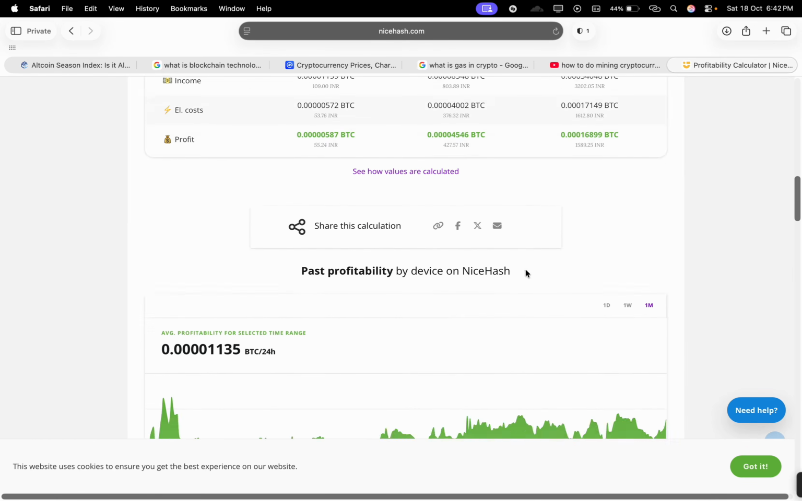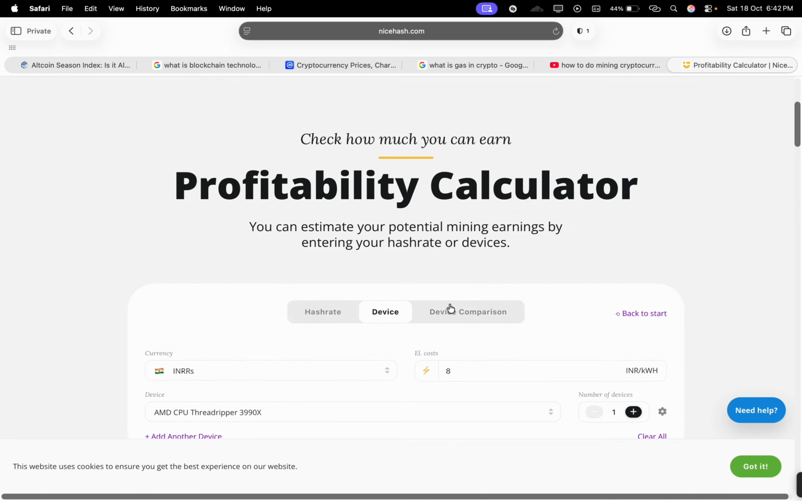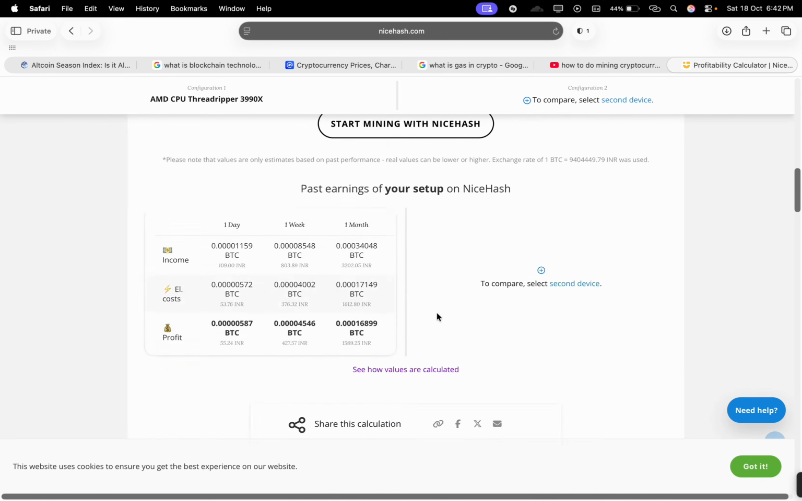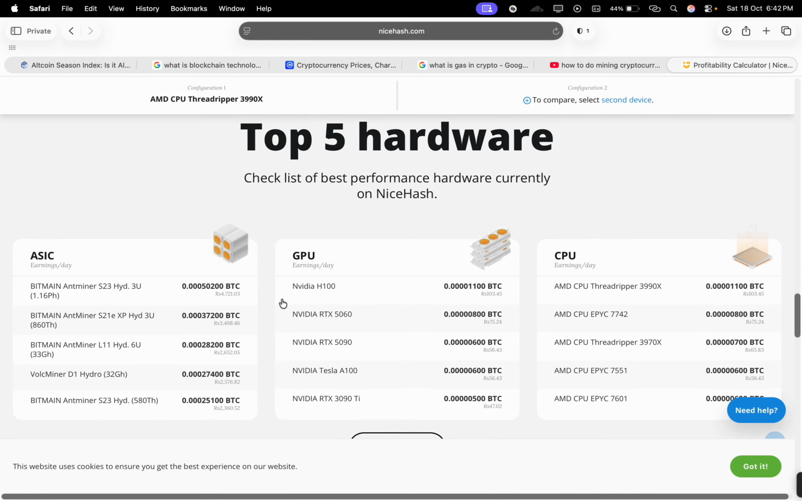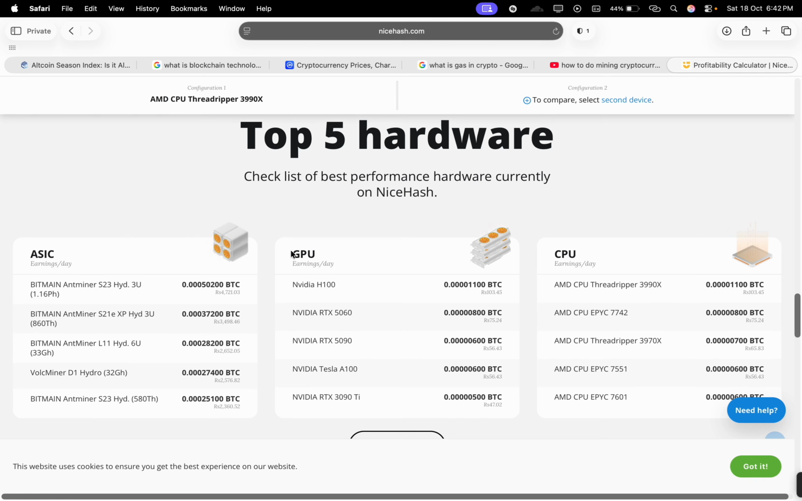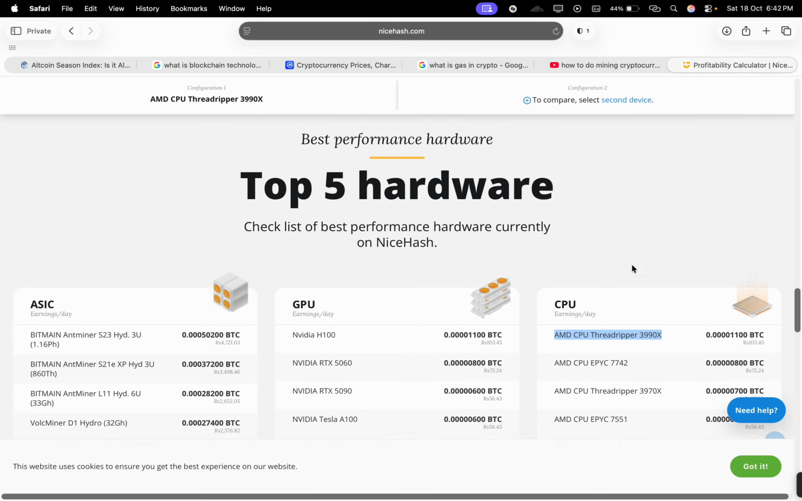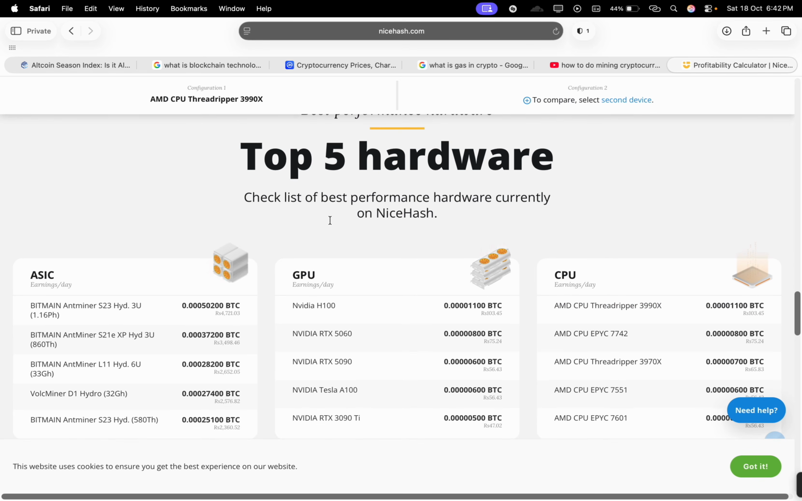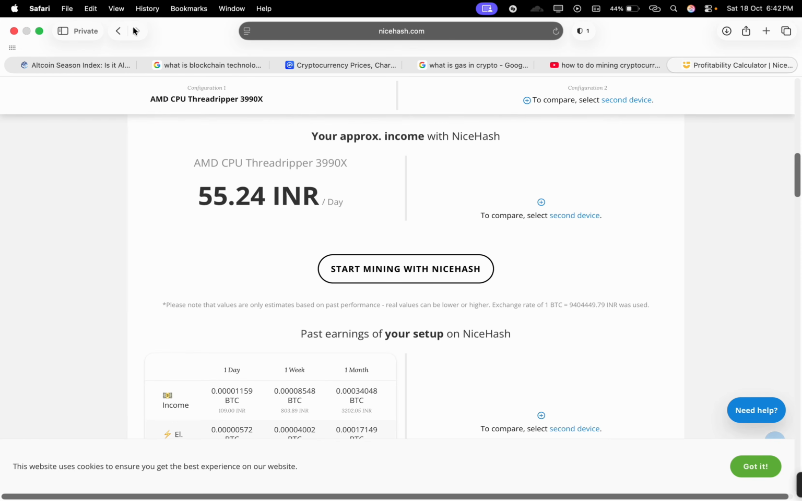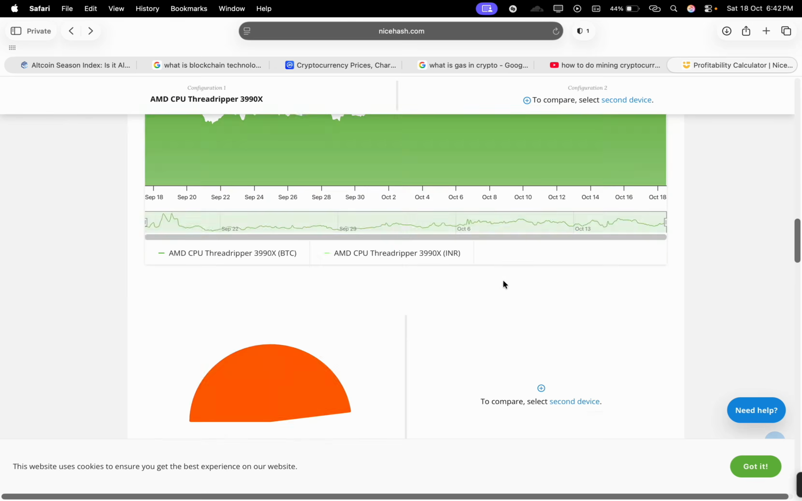You can also see which is outperforming among GPU, CPU, and ASIC miners. Let me check. Yeah, this is the top 5 hardware. GPU is here, NVIDIA H100. By using that you can make 103 rupees per day after reducing the electricity cost. And there's an AMD CPU, which is without electricity cost. And these are the ASIC miners. These are very specialized. You can see 4,700 per day because they are built for a specific crypto algorithm. That's why they are making so much money.